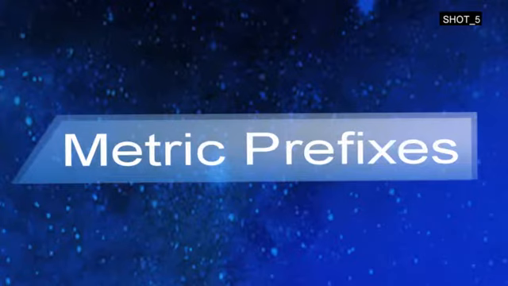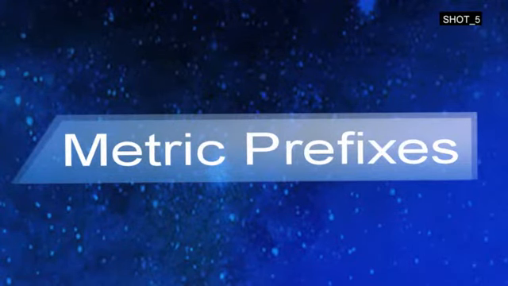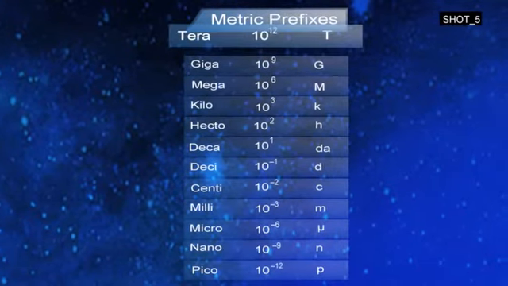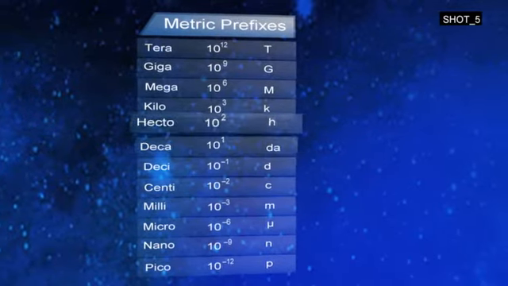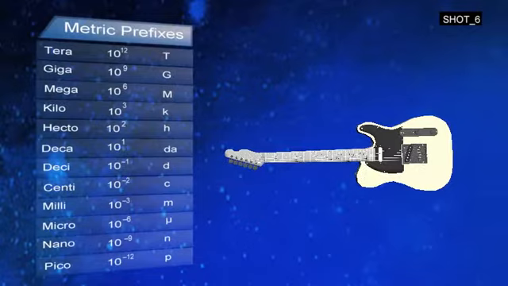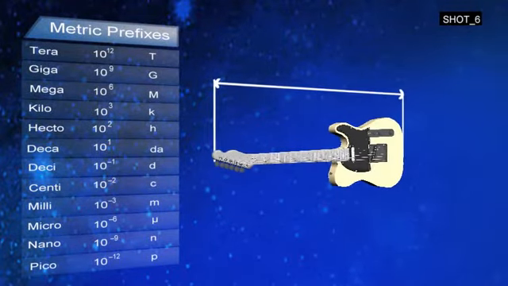Metric units are often used with prefixes to help describe quantities much larger or much smaller than the unit. The following table shows a list of common prefixes. To get a better sense for how big each of these would be, let's look at some objects of varying sizes. First, a meter is about the size of a guitar.